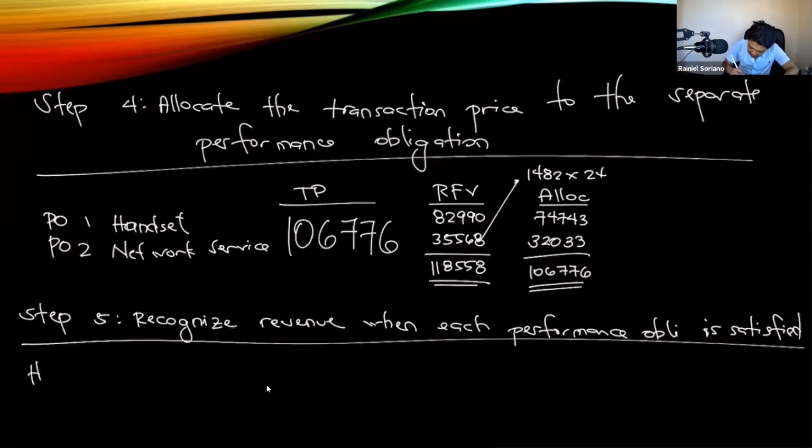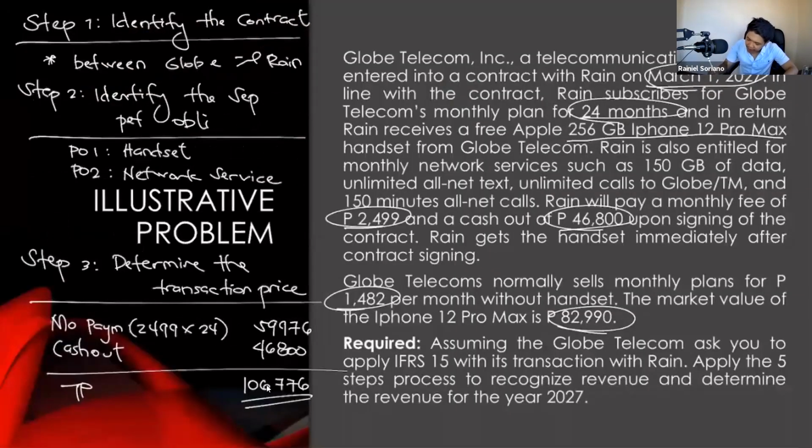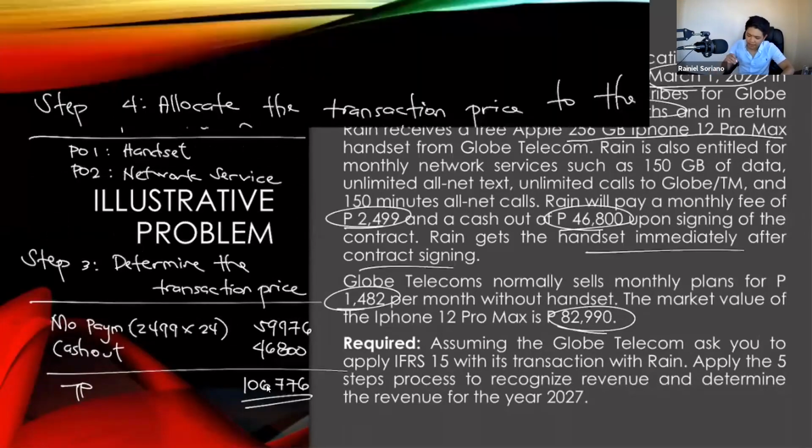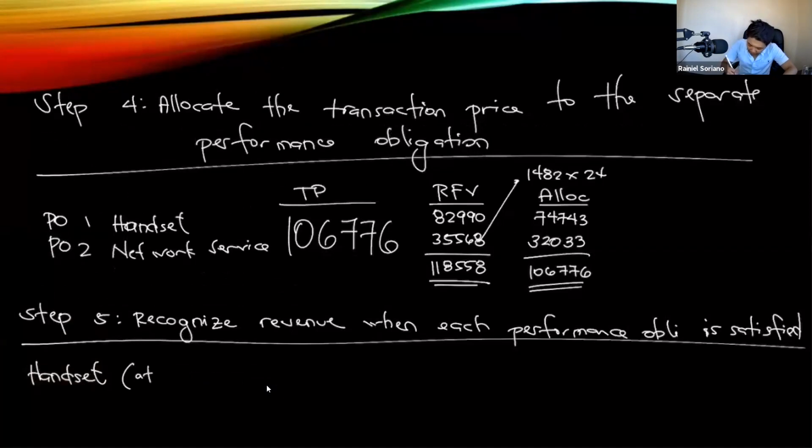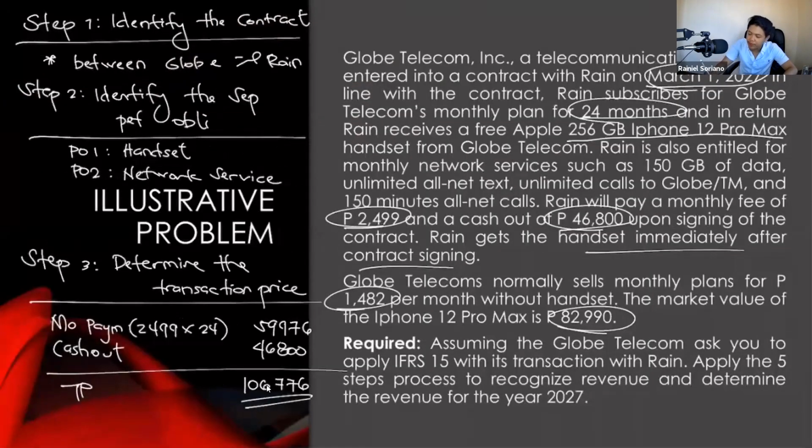So yung handset natin, since according to the problem, right, it is delivered, right? Or Rain gets the handset immediately after the contract signing. Ibig sabihin yung handset natin at a point in time. Again, at a point in time tayo. What do I mean by that? Ang ibig sabihin niyan, the allocated revenue, which is 74,743, will be recognized immediately. On, kailan? Recognized on March 1 because apparently contract signing here is on March 1. So on March 1, recognized na yan outright.